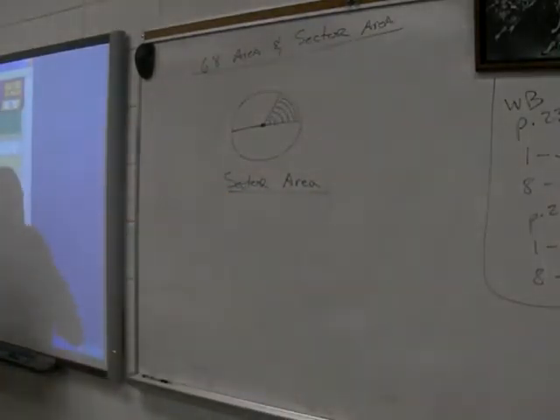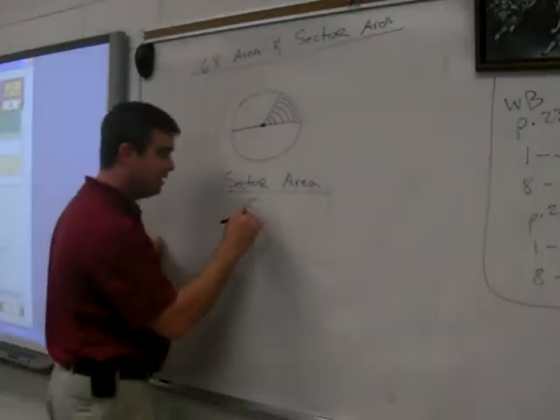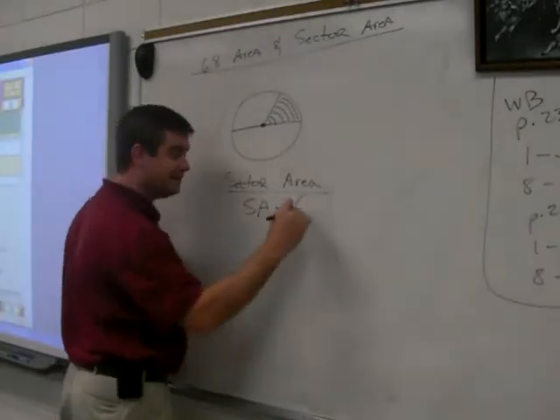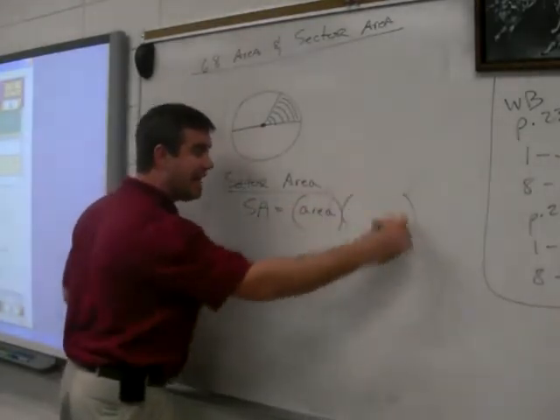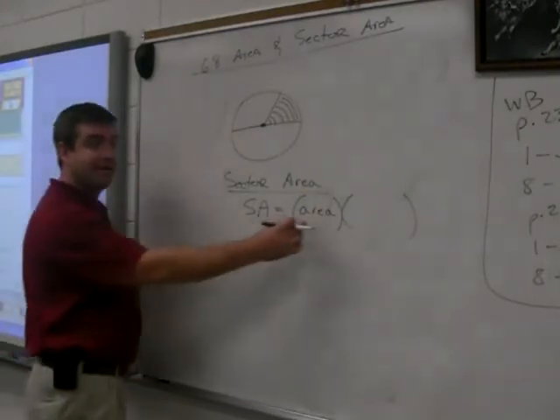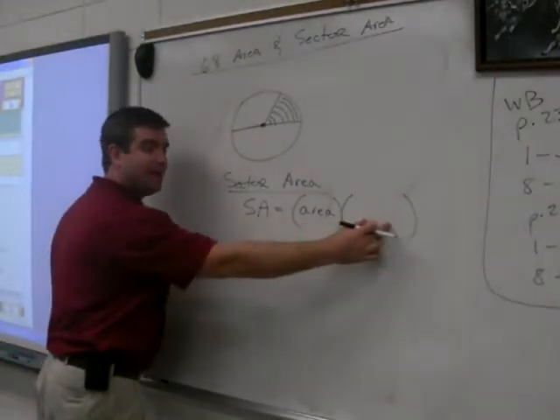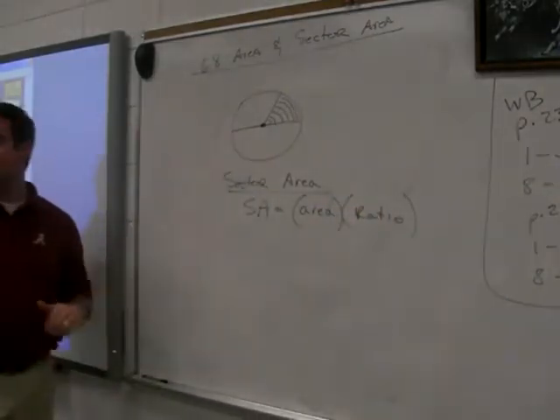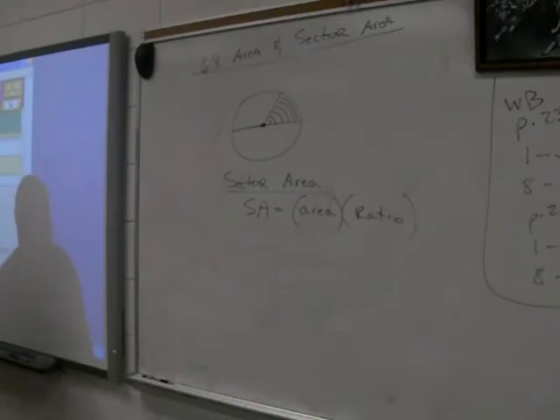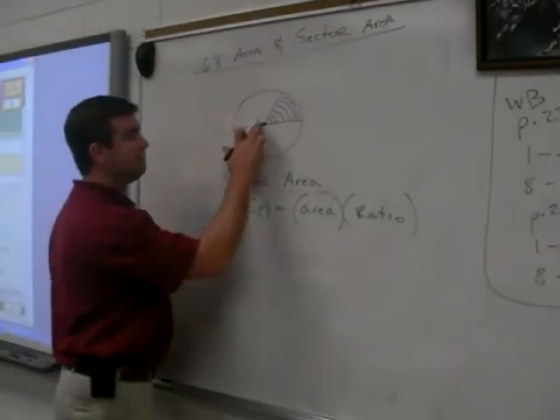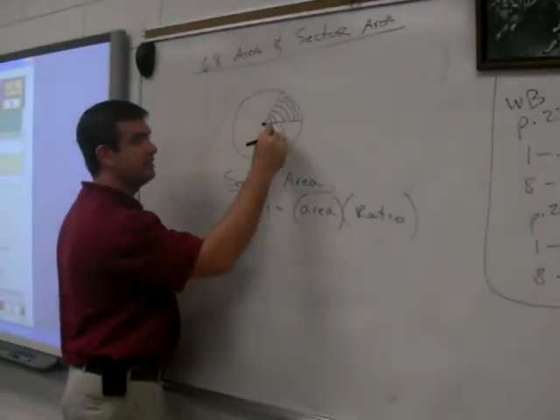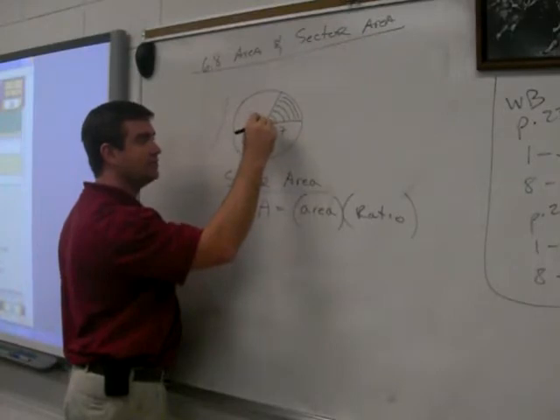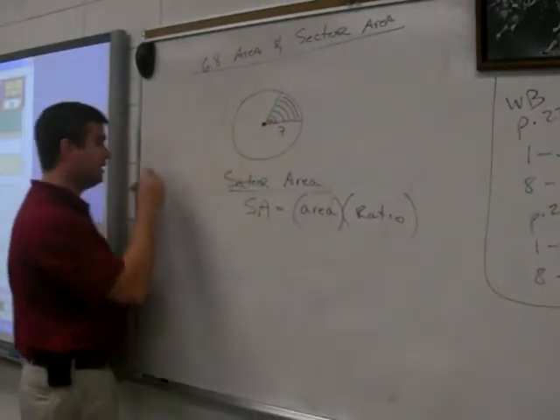Here we go. Sector area. Sector area, fortunately, is the exact same thing as arc length. We're going to find the area of the entire circle and multiply it by what? By a ratio. And you find the ratio exactly the same way as you find the arc length ratio. You just have to be careful that you're finding the right one. If we're looking at this problem here, and this is an example, and this is 7, and this amount here we'll say is 30 degrees, then what would your example be?